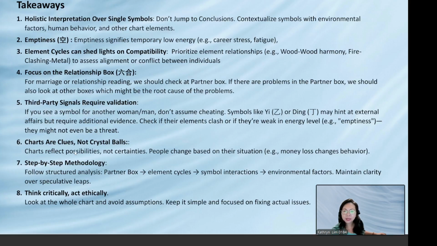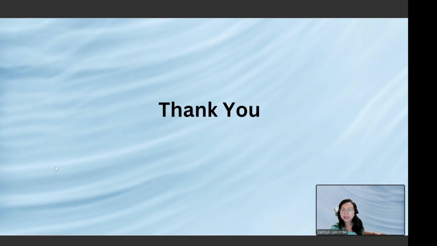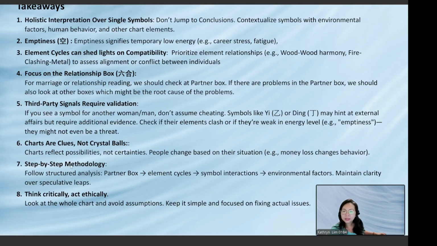The next one is to know that charts are clues, they are not a crystal ball. A chart can reflect the possibilities, but nothing is absolute. There are no certainties, right? People can change based on the situation. For instance, in Mary's case, possibly money loss can change her behavior.